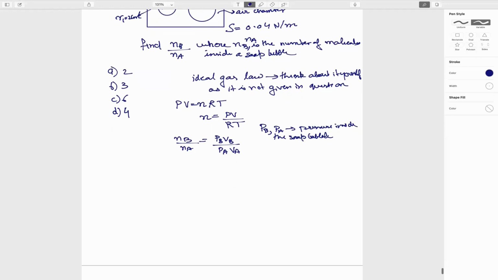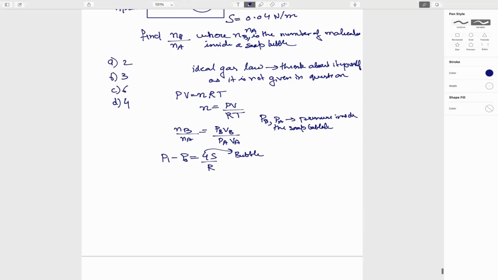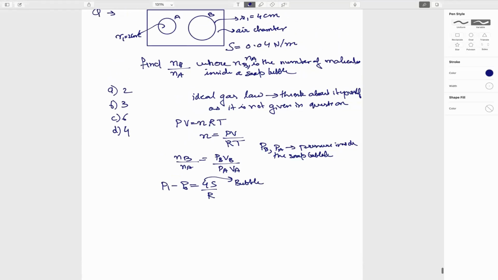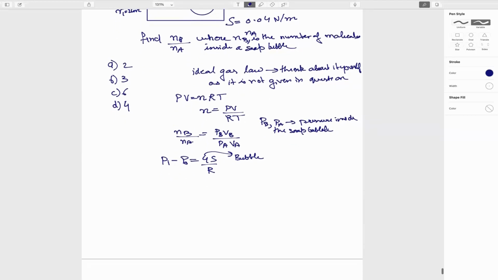Okay. So we know that P_i minus P_out is equal to 4S by R. Keep this in mind. Why is this 4? Because it's a bubble. Don't make this mistake. This is the mistake that is frequently made by many people, and you will get negative marks because of this small mistake. So P_i is P naught plus 4S by R.